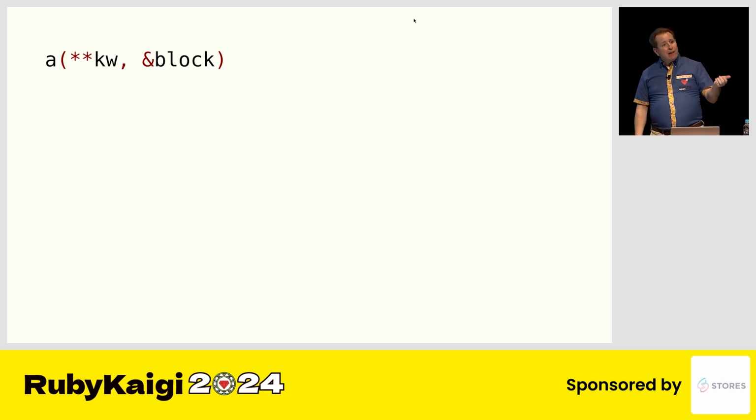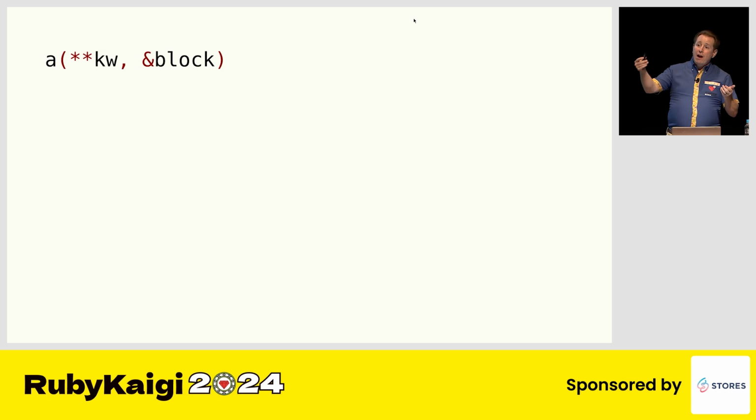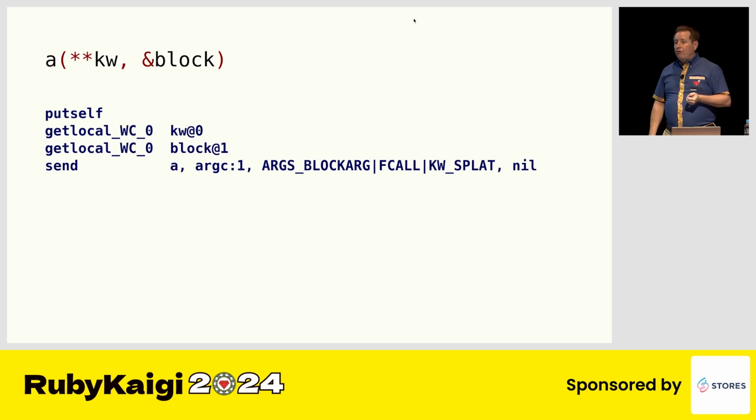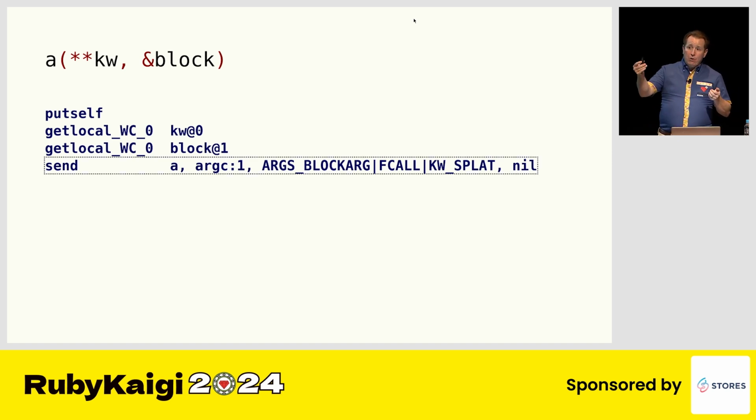Because if the keyword splat argument was not a hash and the block was not a proc, block.toProc would be called before keyword.toHash. Ruby 3.2 would generate the following instructions for this method call. Both block.toProc and keyword.toHash would be called inside the send instruction, but block.toProc would be called first.